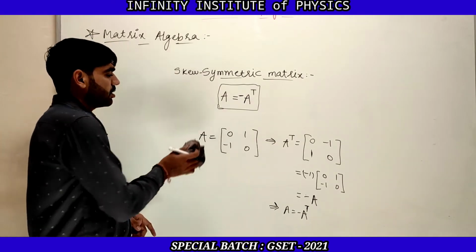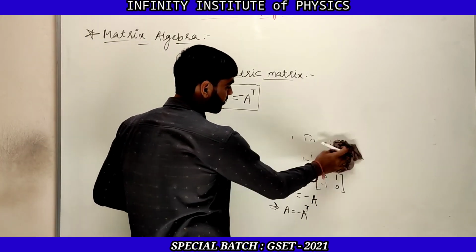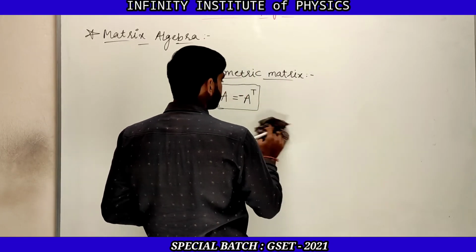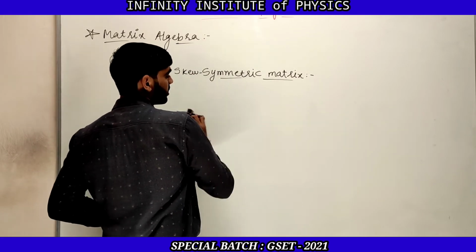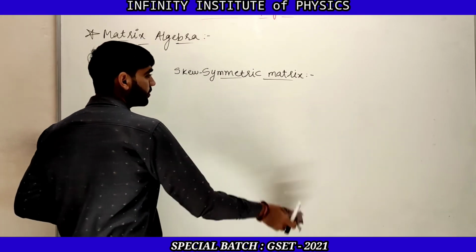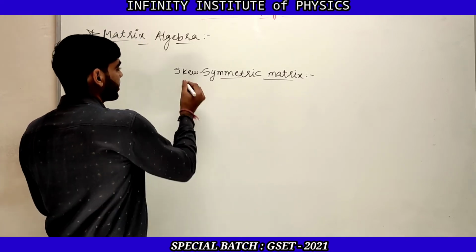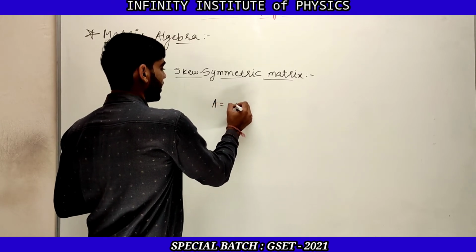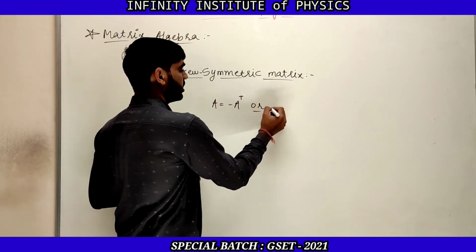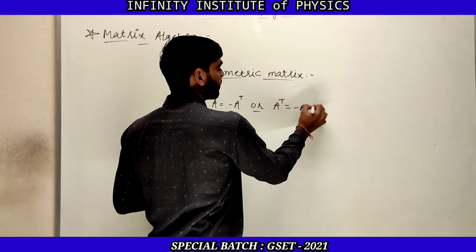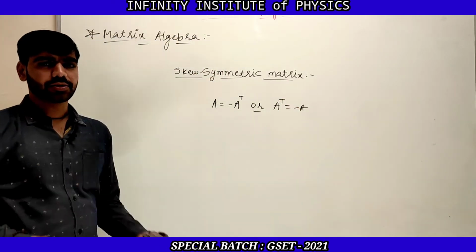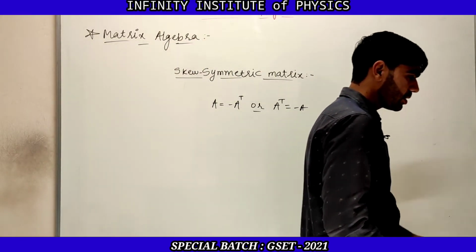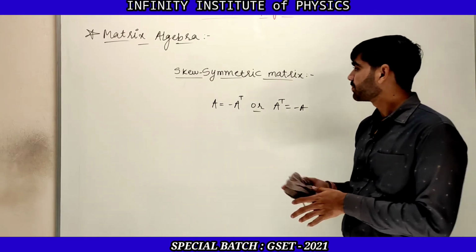Clear? So this is about the symmetric and skew symmetric. Again, I'm just repeating the definition. A matrix is said to be symmetric if it is same as its transpose, that means A is equal to A transpose, and a matrix is said to be skew symmetric if A is equal to minus A transpose, or you can write that A transpose is equal to minus A. This is also the definition that you can write by multiplying on both sides by minus 1. So that is skew symmetric matrix.